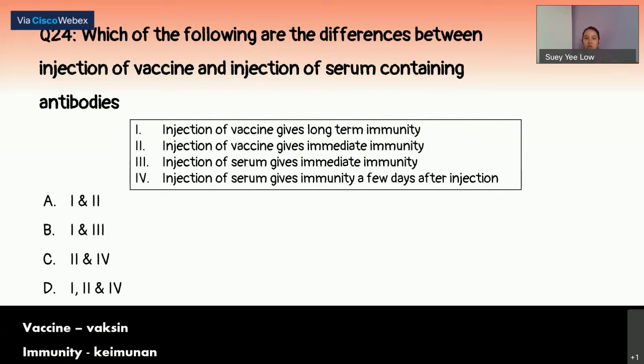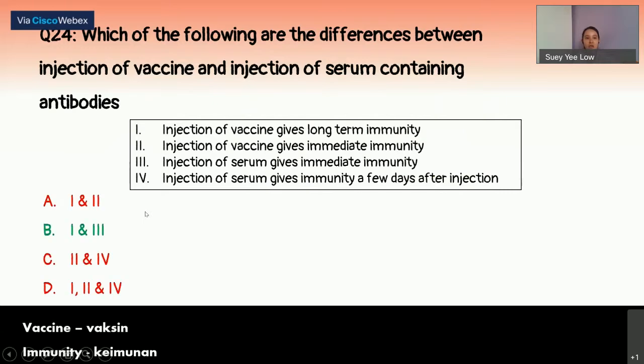Few days after injection must be the wrong one. Injection of vaccine basically gives you old and dead pathogens, so that your body will build up the immunity itself, right? The serum is the one that, if you got an infection or you have a higher chance of getting infections, the doctor will inject into you. The serum contains all the antibodies. So of course the serum gives you immediate immunity, while the vaccine gives you long-term immunity. After that, if you do not inject serum anymore, the immunity will drop. So the answer will be B, 1 and 3.